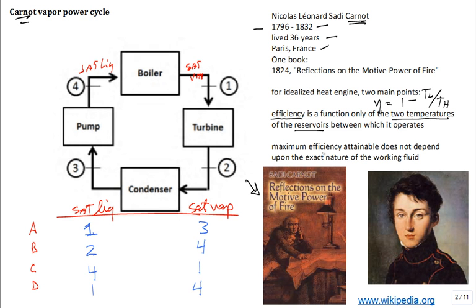Also, the maximum efficiency obtainable does not depend upon the exact nature of the working fluid. Can I have a Carnot cycle with air? Can I have a Carnot cycle with water? Can I have a Carnot cycle with refrigerant? And all of them still get the same thermal efficiency? That is really a shocking result. That's why it's still talked about to this day in thermodynamics, and that's why you see his name all over. You can go to Wikipedia, look at his picture, you can get more information.